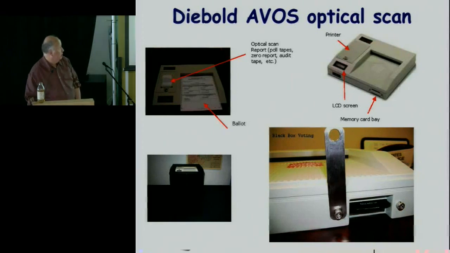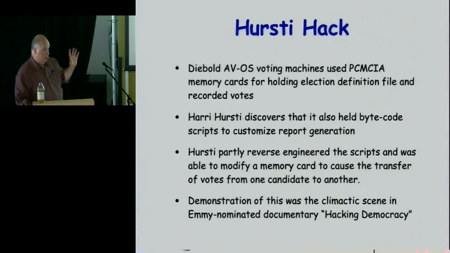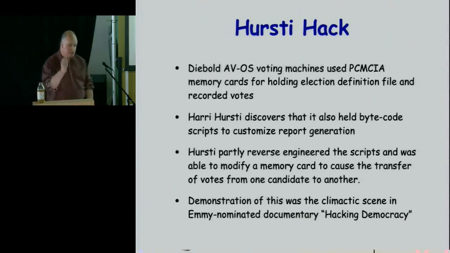What Harri Hursti discovered is that they also hold code. They hold bytecode scripts that were used to customize report generation, and they have to be customized because these machines are used in many different states, and states have different laws and so on. But they hold code. And what he was able to do is to take one of those memory cards and, with a third-party writer for that kind of card, reverse engineer that script and modify it to cause, in effect, a transfer of votes from one candidate to another simply by modifying the memory card, never touching the voting machine.